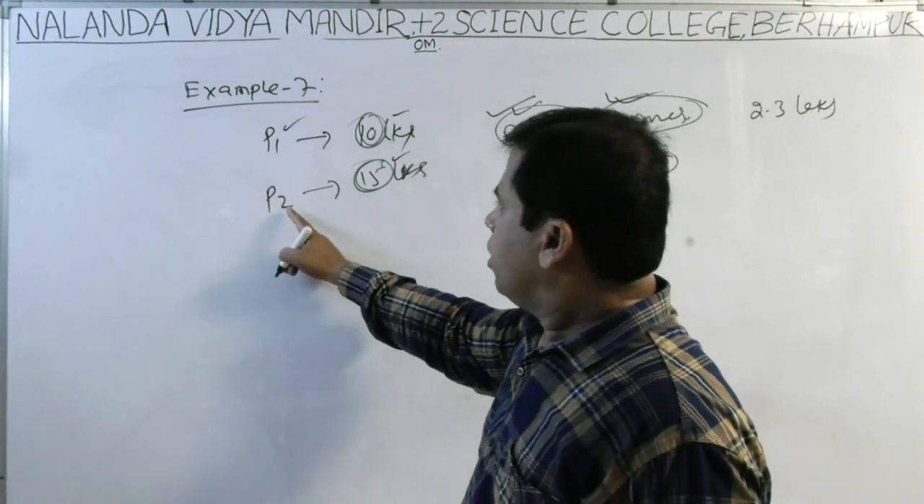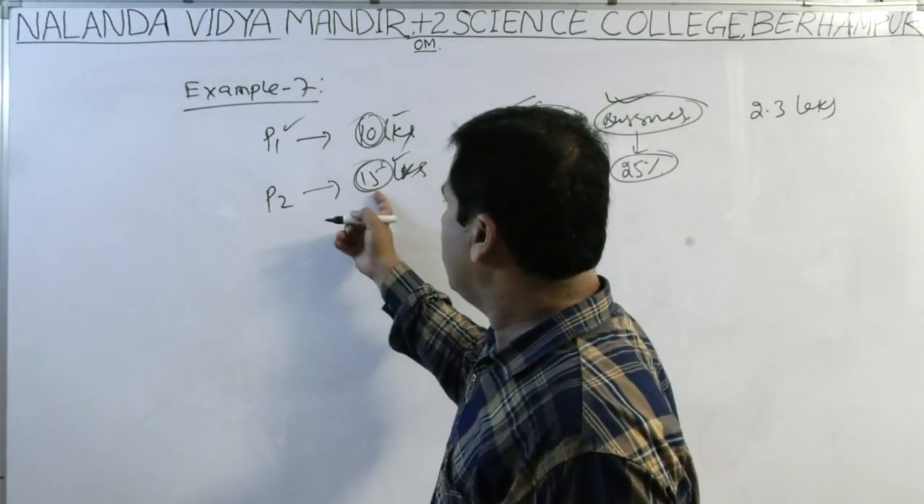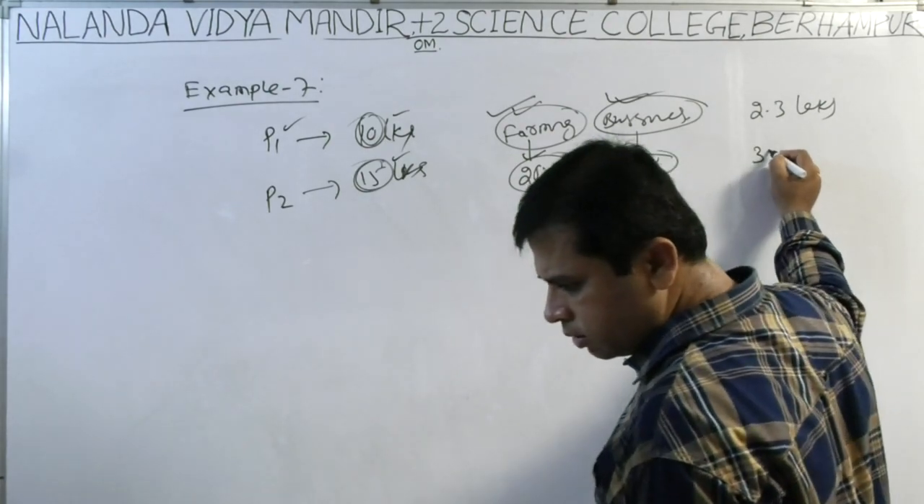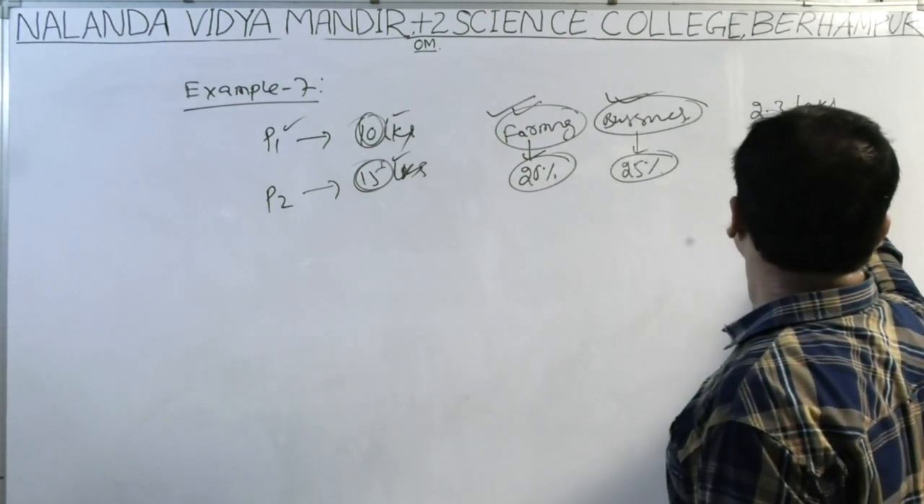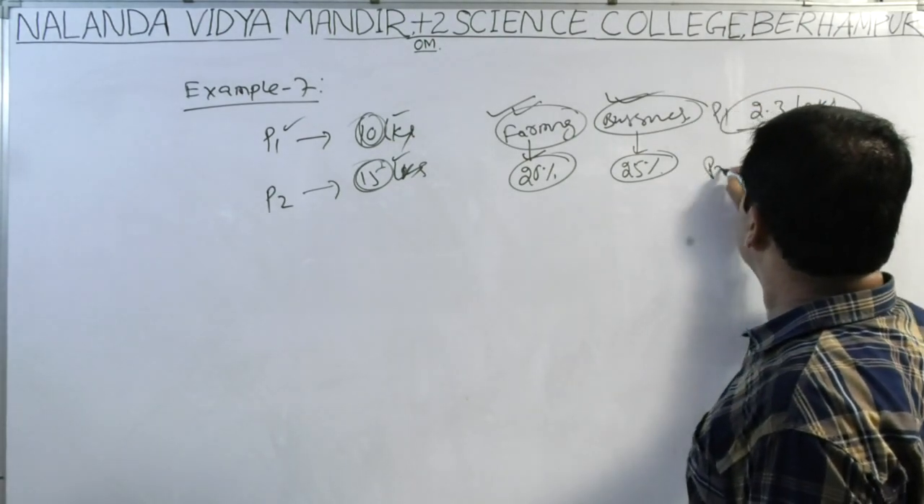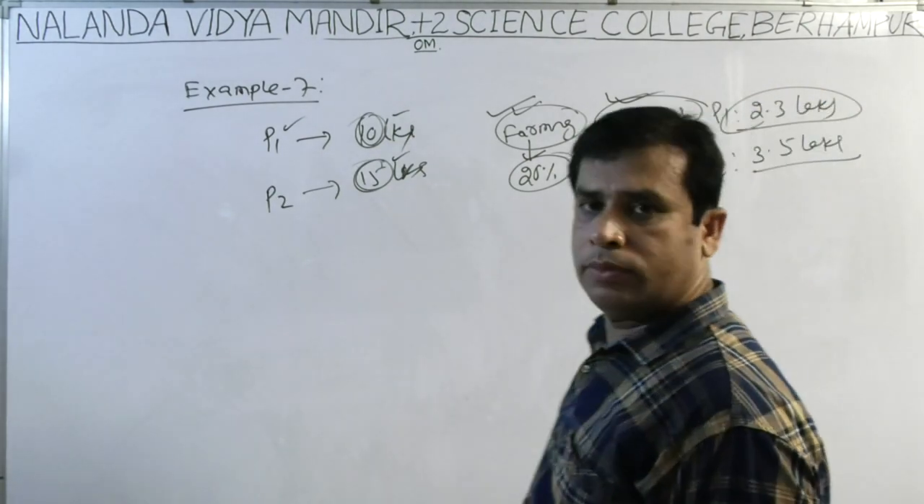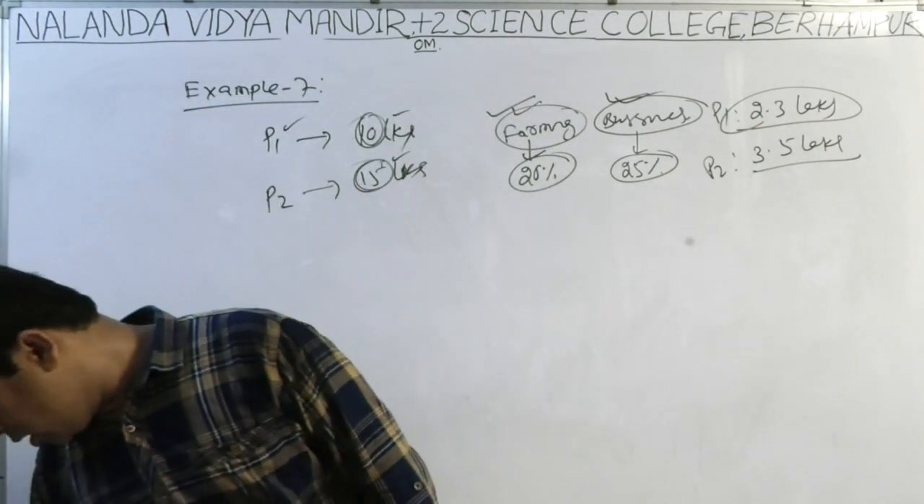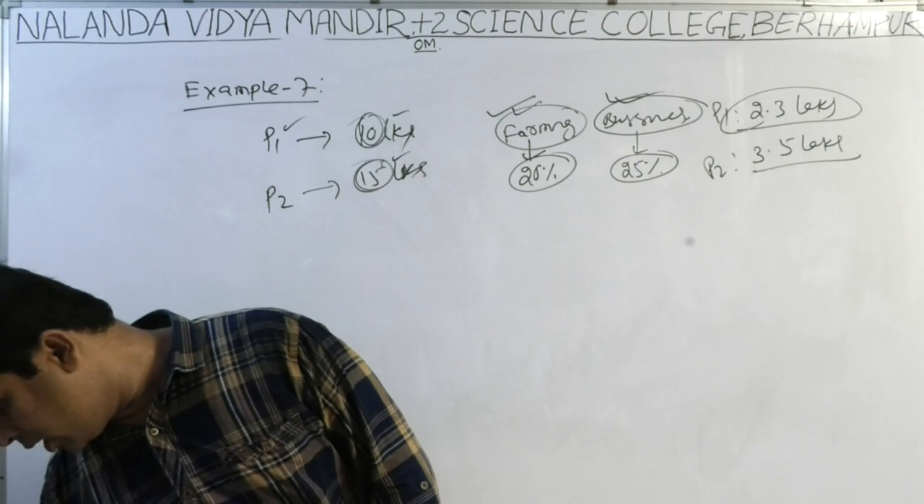Similarly, the total profit of P2 is 3.5 lakhs. This is the profit of P1 and this is the profit of P2. Okay, so we get the total amount.